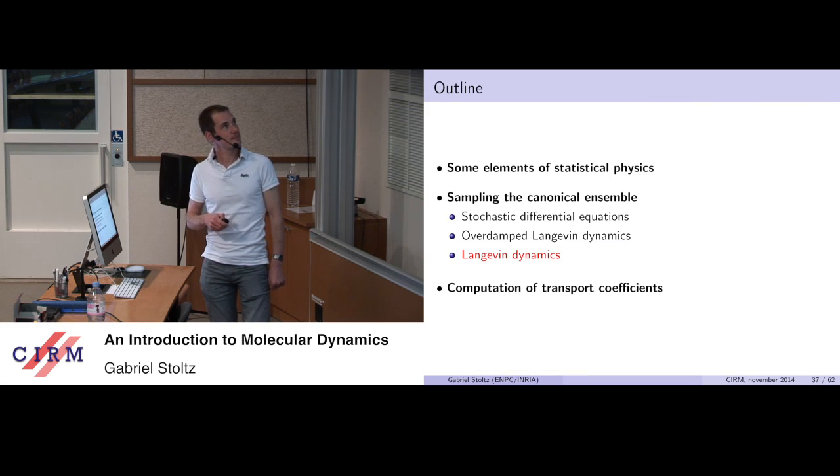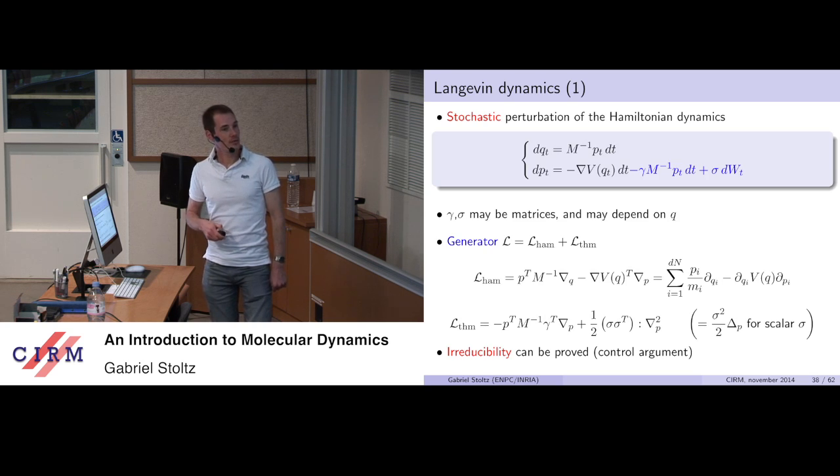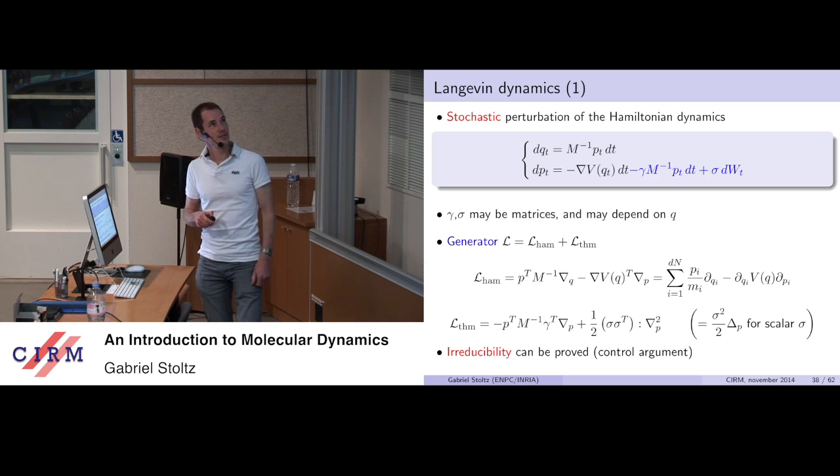So let's skip that. So this was overdamped Langevin dynamics. And now I go to Langevin dynamics. So this was really the paradigmatic dynamics I wanted to present to you. So I recall to you that Langevin dynamics is this one. Here, gamma and sigma, you can think about as positive scalar numbers, but they might be matrices as well, and those matrices may depend on the position. I mean, it's only a minor technical complication.